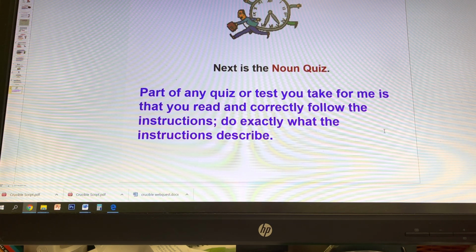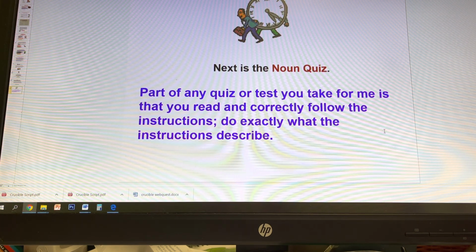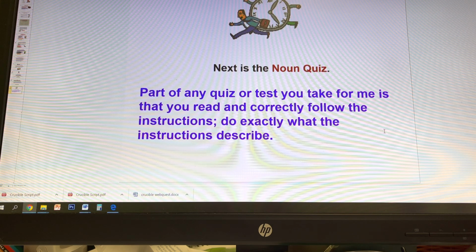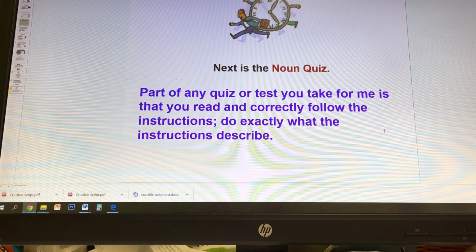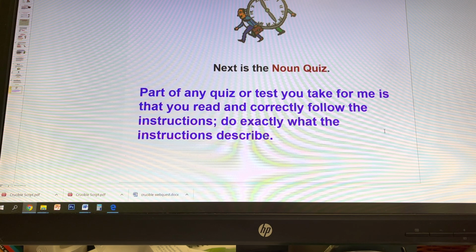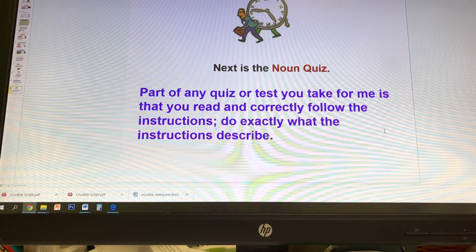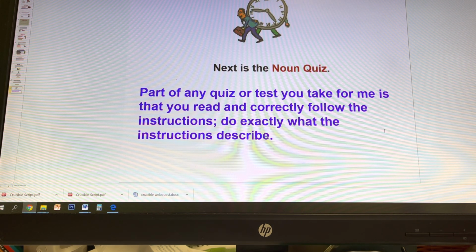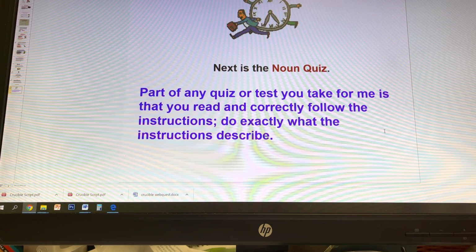Part of, and I will only put this in here once, any test or quiz that you take for me is that you read and correctly follow all the instructions. Don't ask me what the instructions are. Read them and do exactly what they describe. So if they describe a list, that doesn't mean that you have to write down the whole sentence, for instance. So read exactly what they say and take down exactly what they say and do exactly what they say.